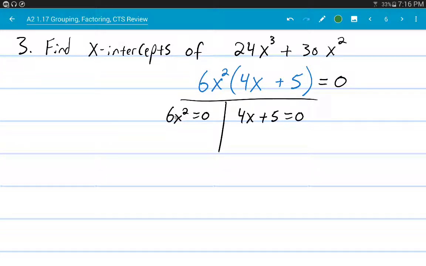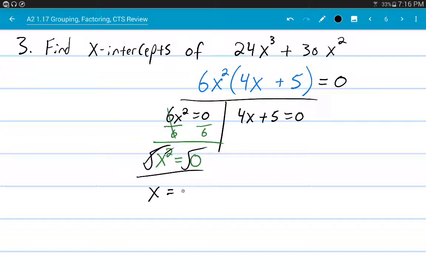So here I've got 6 times x, so I'm going to divide by 6, divide by 6. I get x squared is equal to 0. 0 times 6 is 0. And now I can square root both sides in order to get rid of the square. And what I'm left with is x is equal to plus or minus the square root of 0, which is 0. And there is no such thing as positive or negative 0, so we can just write 0.